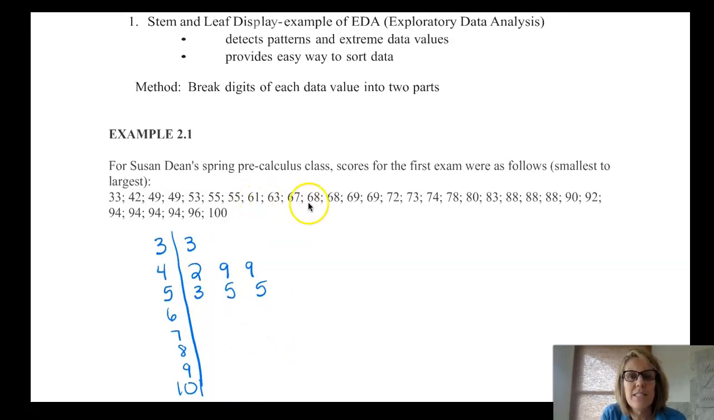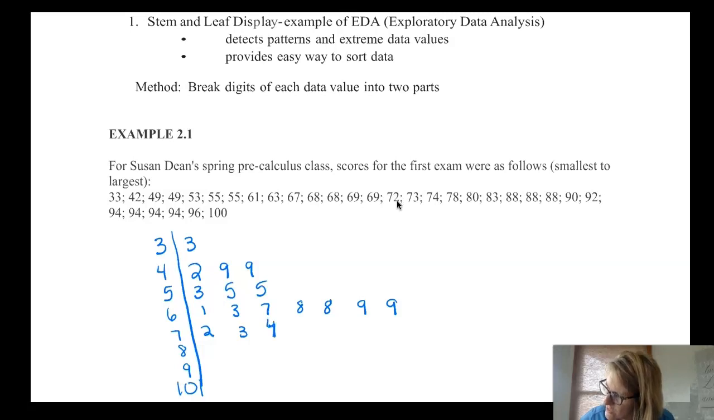Okay, let's look at the numbers in the 60s now. We have 61, 63, 67, 68, 68, 69, and 69. Now we do the numbers in the 70s here. So we have 72, 73, 74, 78. And see how I'm keeping these in columns and keeping them lined up. Don't crowd the numbers. Let's do our 80s now.